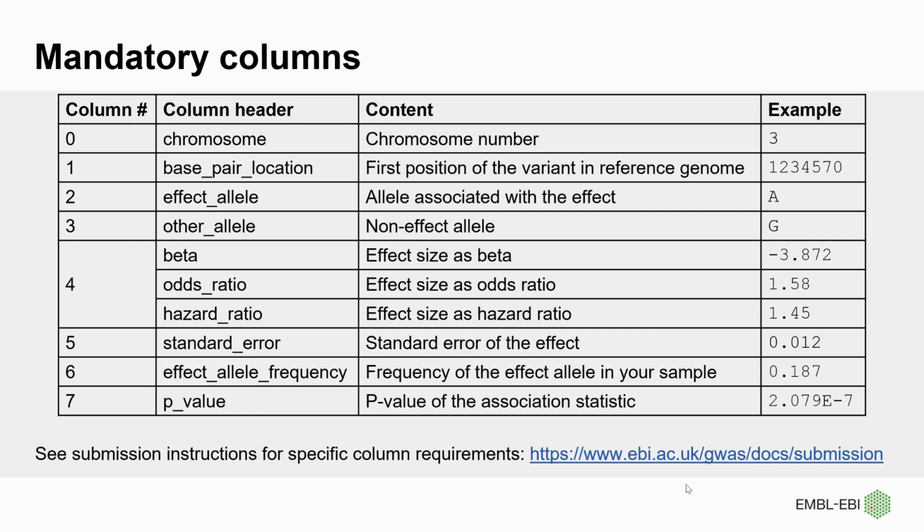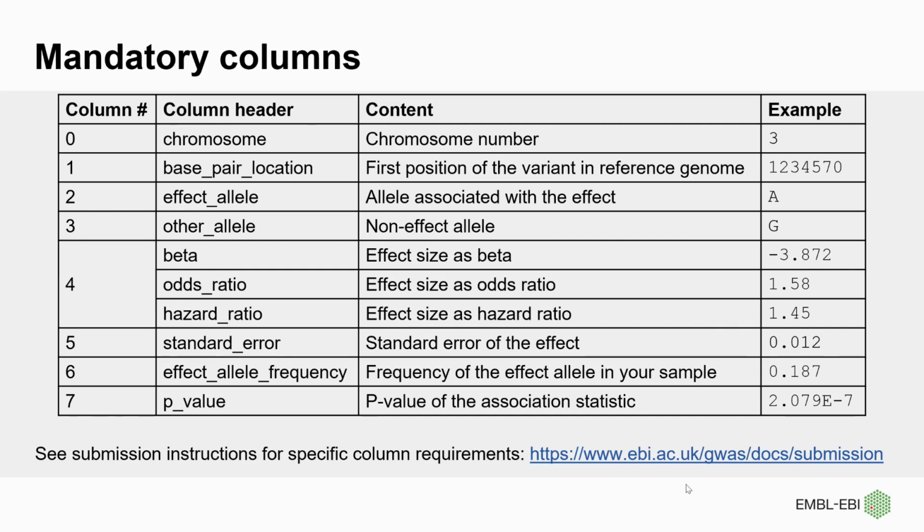So the first one is the chromosome number, followed by the base pair location, and then the effect allele, so the allele that's associated with the effect that you're reporting, and then the other allele, or non-effect allele. And then in column 4, you can enter the effect size, and you can choose whether you want to represent that as a beta, an odds ratio, or a hazard ratio, depending on how your study works. And you should then use the appropriate column header, depending on which one it is.